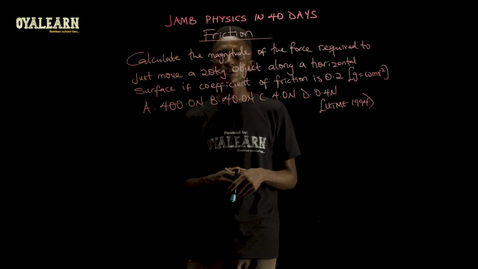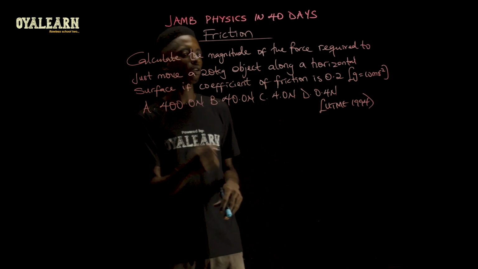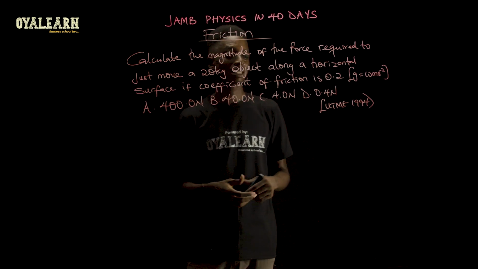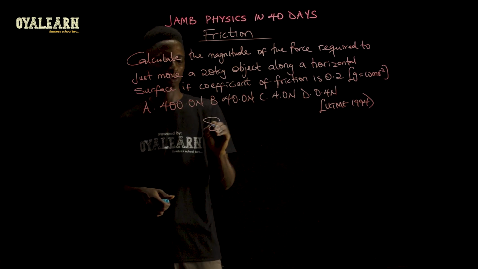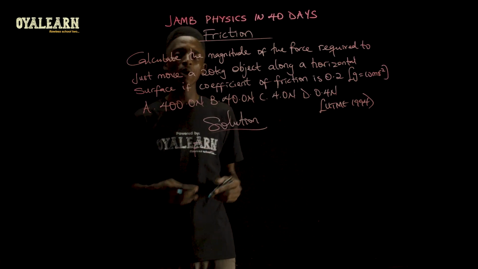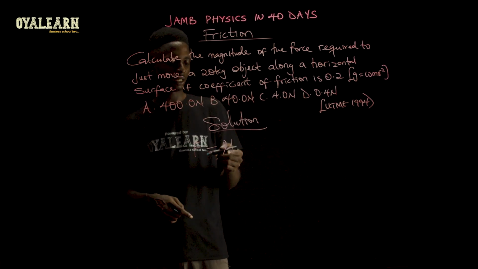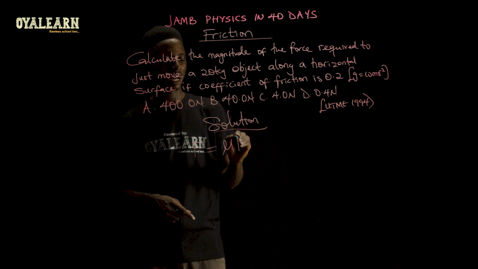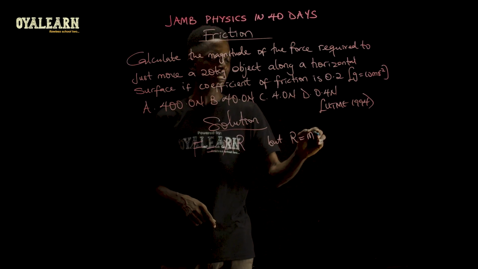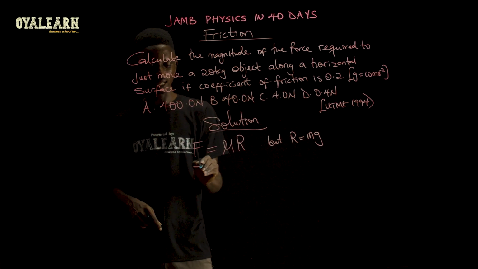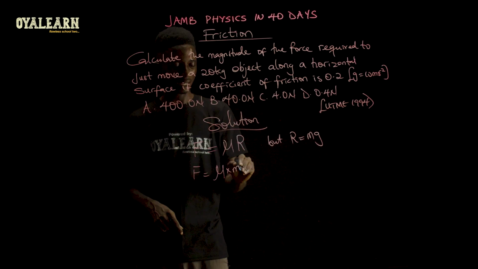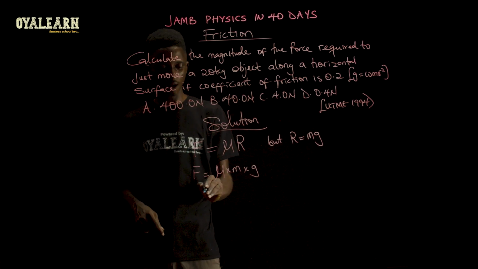Calculate the magnitude of the force required to just move a 20 kilogram object along a horizontal surface if the coefficient of friction is 0.2. Solution. The force required to overcome static friction is the product of the coefficient of static friction and the normal reaction. And we know that normal reaction is mass times acceleration due to gravity. So we can then say F equals coefficient of static friction multiplied by mass multiplied by acceleration due to gravity.